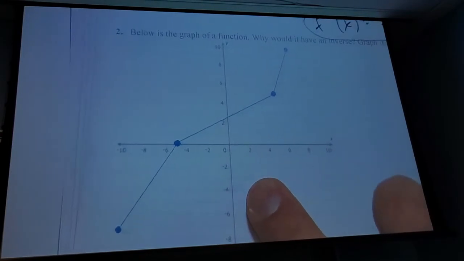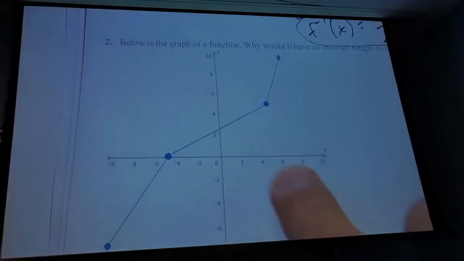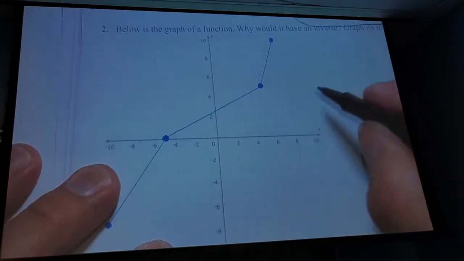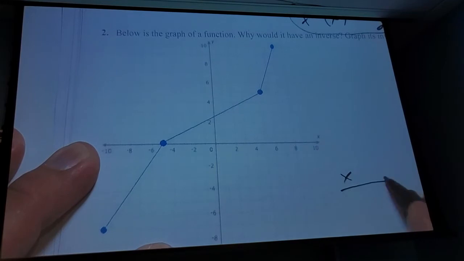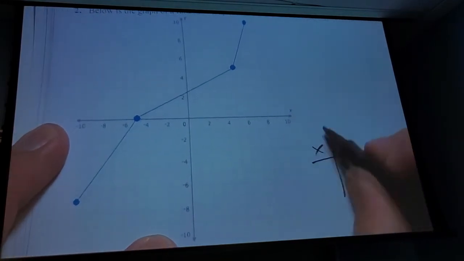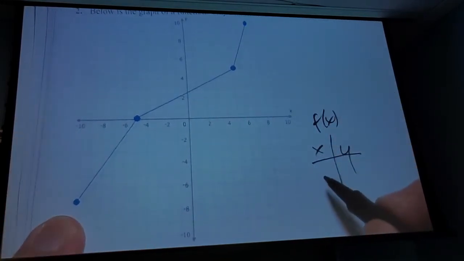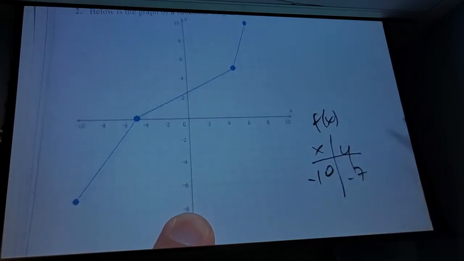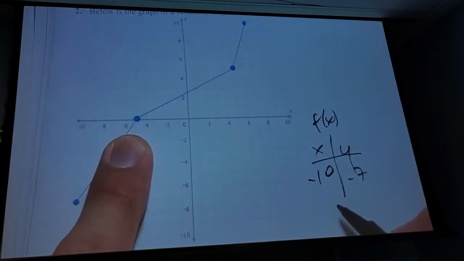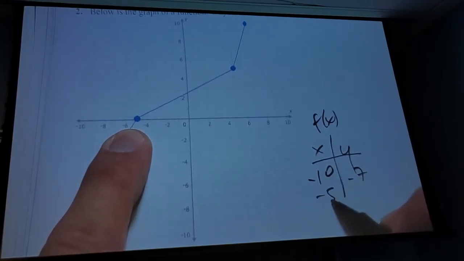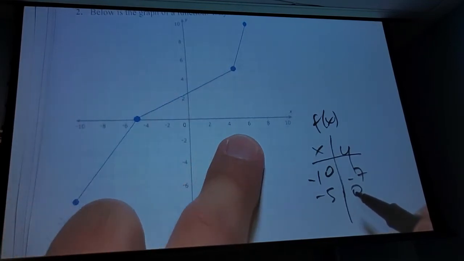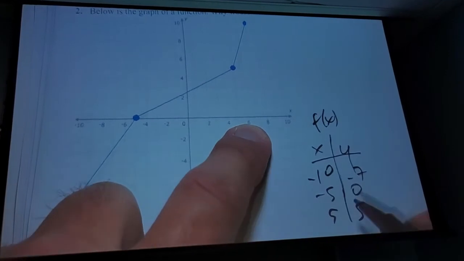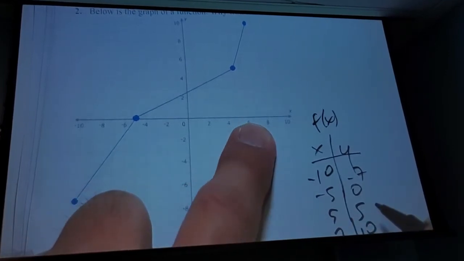How do I find graphically the inverse for this function? You just switch x and y. Yeah, so let me do it the full way. If I make an xy table for what it currently is, I'll have -10, -7, right? Yes. And -5, 0. And 5, 5. And 7, 10, it looks like. Is that right? 7 and 10, yes.